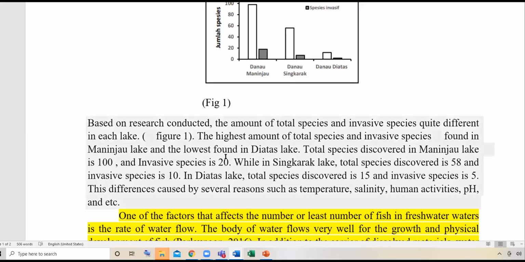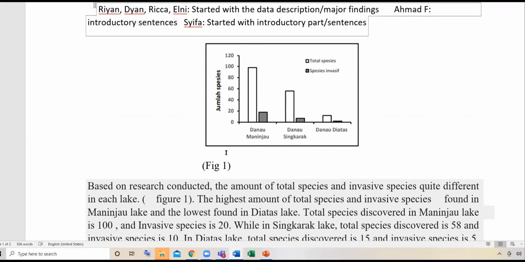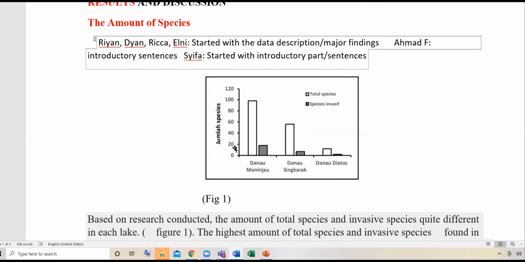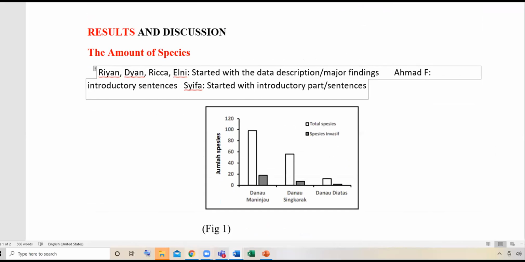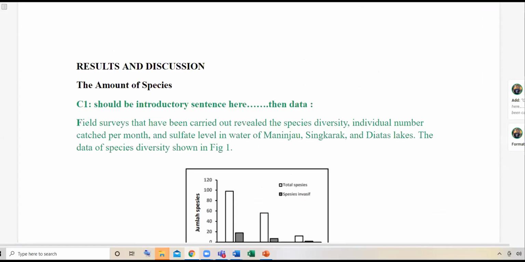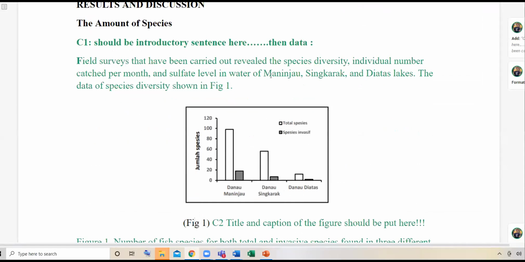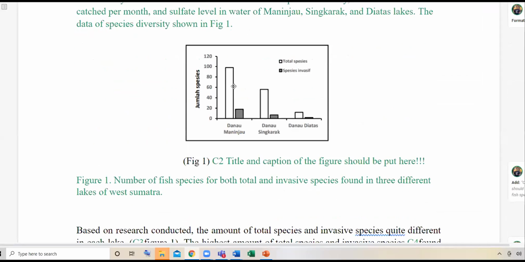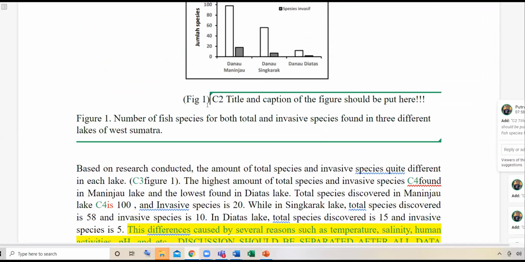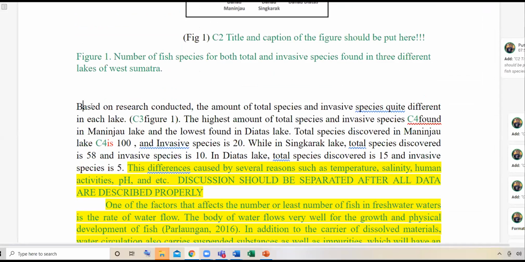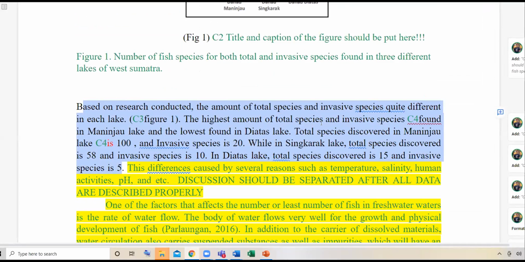So let's go back to the next. Okay, so we now understand the structure and the context of this. After we put the introductory sentence, then we show the data and follow it with the data captions, and then follow it with the explanations of the data. Okay, so this is the correct one. You describe the data in detail, but you don't have to put the meaning of the data, because you just describe the data and the result, and the meaning of the data should be put in the discussion.